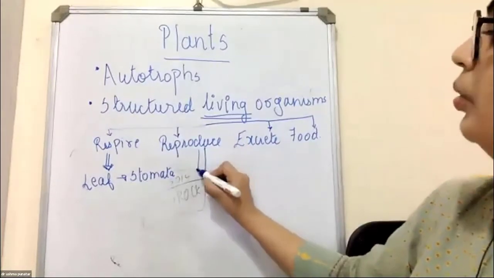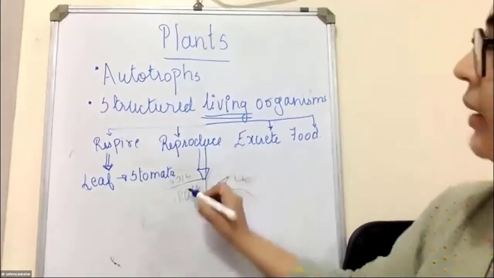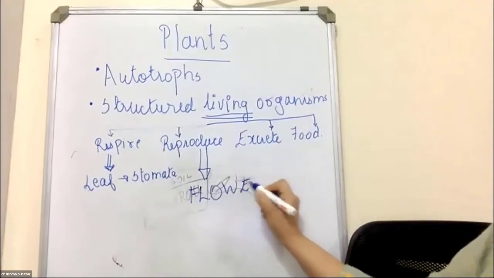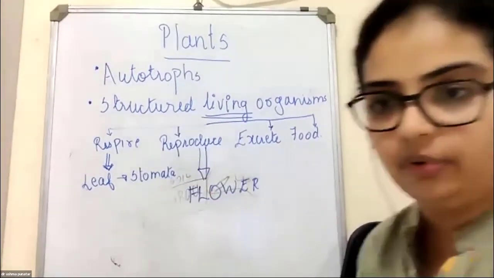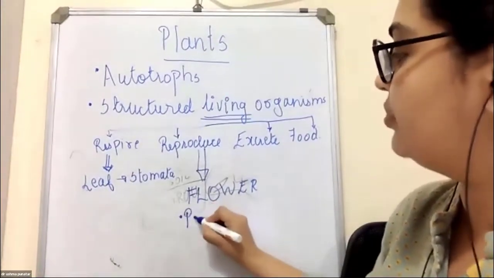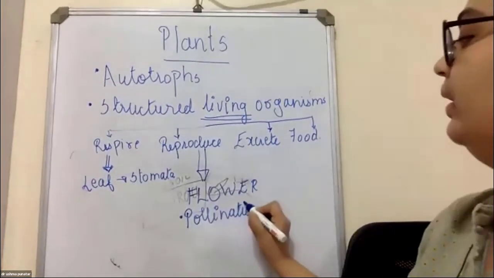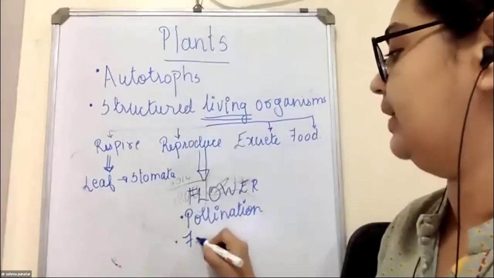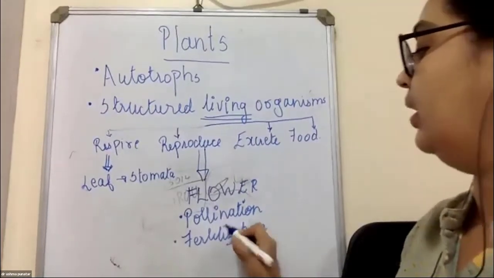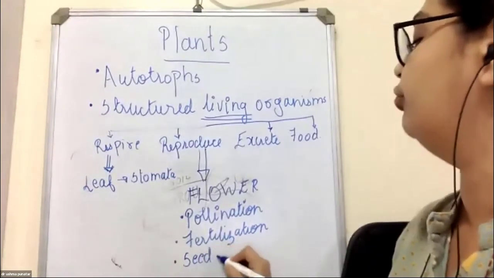Now, we also know that plants reproduce. So what are we going to learn in the reproduction of plants? We are going to be learning the structure of a flower. I'm very sorry for the little mess up on the board today, okay? And in the flower, we will be learning the processes of pollination, and we will be learning fertilization. Okay, we will be learning seed dispersal and fruit production.